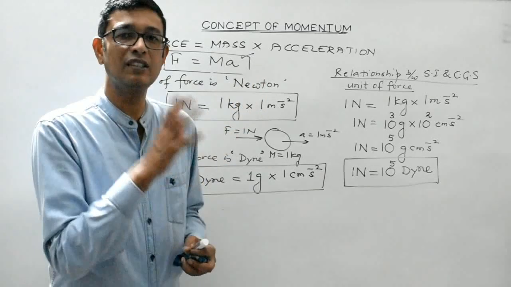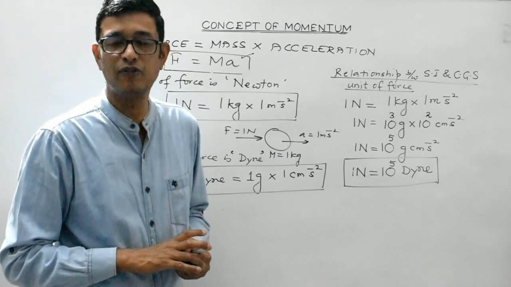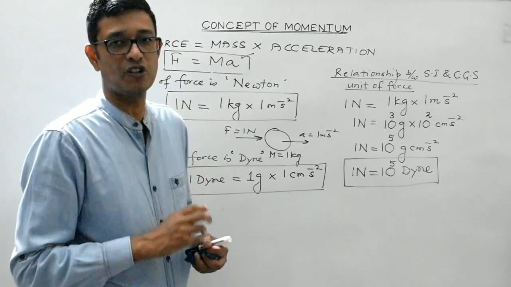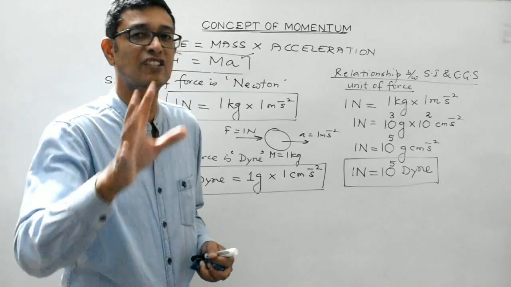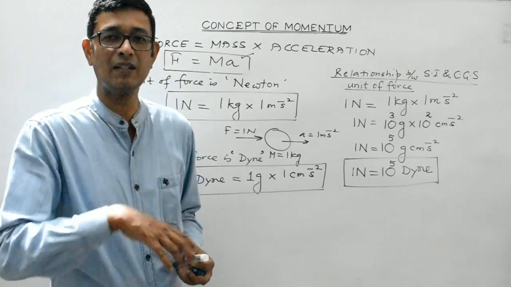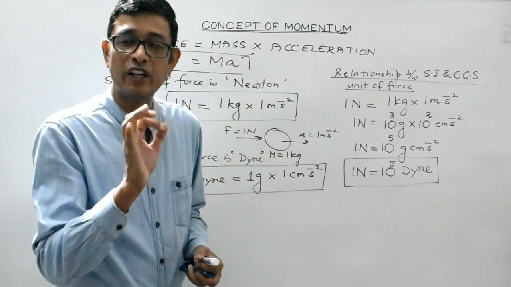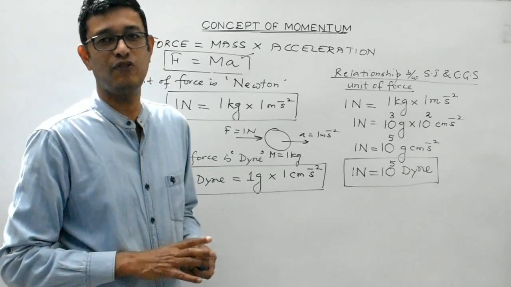So using this concept, we have come across a very important mathematical formula for force, which is actually the mathematical form of Newton's second law of motion, which is force is equal to product of mass and acceleration. So from that mathematical formula, we have discussed the unit of Newton as well as dyne. These are the SI and the CGS unit of force.